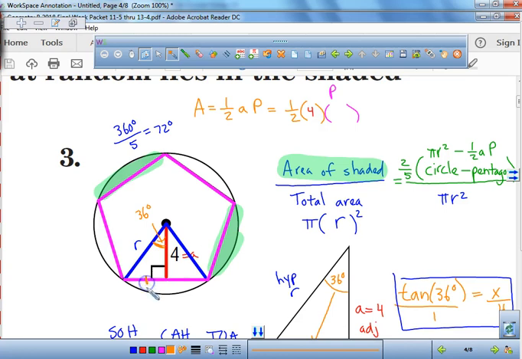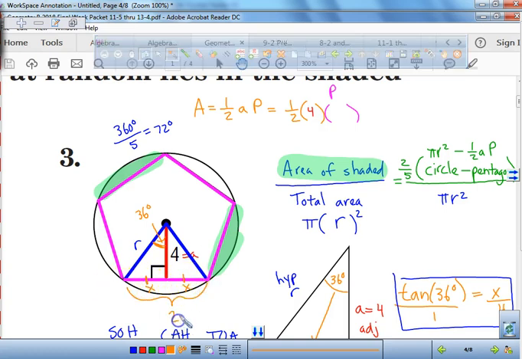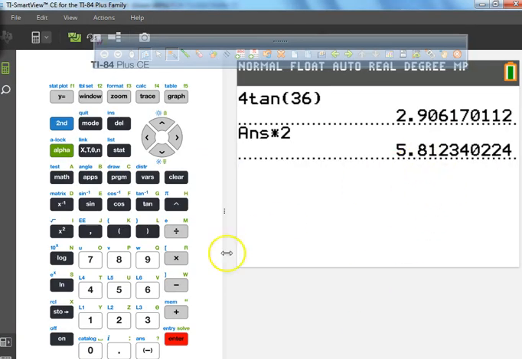This distance right here is X. This distance right here is X. So what is that whole distance all the way across? A total of 2 X's. Now, how many of these lengths do I have? I have 1, 2, 3, 4, 5. I have 5 total lengths. So what am I going to do with that? I'm going to multiply that answer by 5.